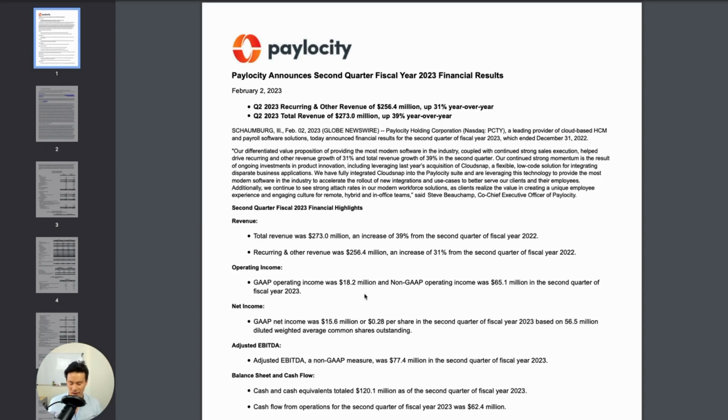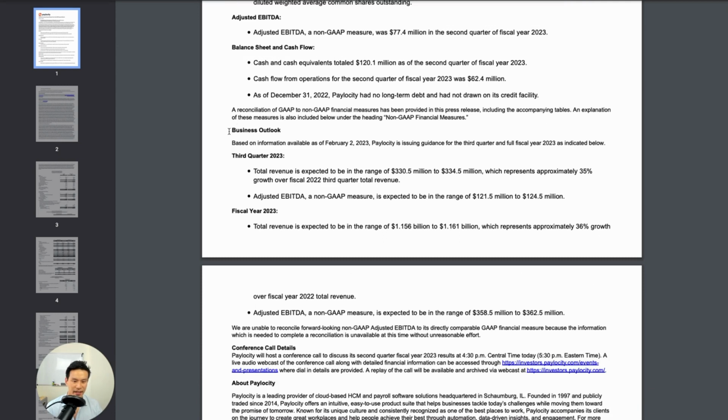So that's why it's important to first get an understanding of the different metrics that they use and why they use them. With that knowledge, you understand what it means. The second part is the business outlook. So the business outlook, or financial guidance, is management's expectation. So fiscal 2023, we believe 1.156 to 1.61. So that's what they're telling Wall Street is going to be the revenues.